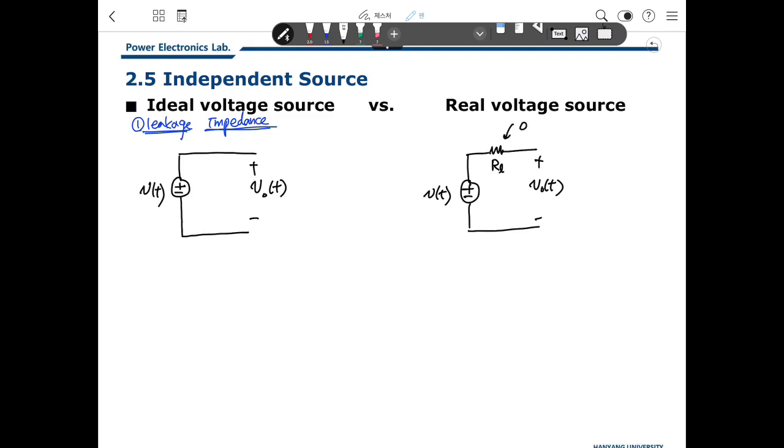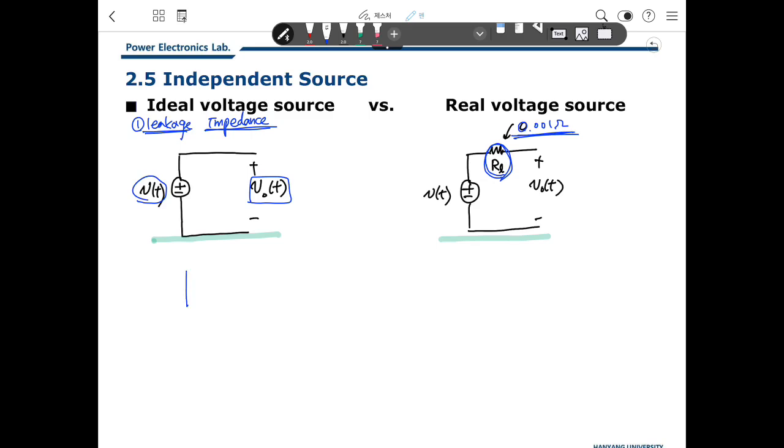If that value is 0, then the real model and the ideal model are the same, but there will be very small values, like 0.001 ohm. It's very small, but there are some resistance values in the real voltage source. We call this a leakage resistor, or leakage impedance.